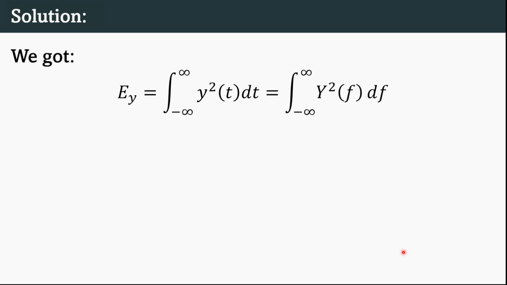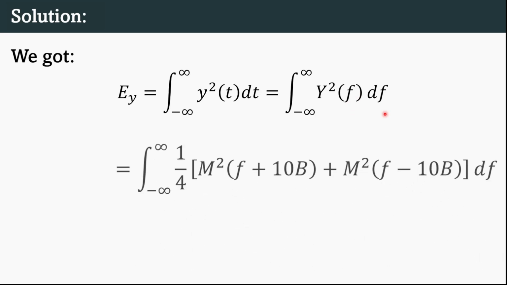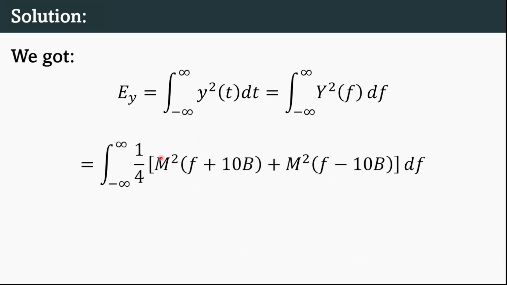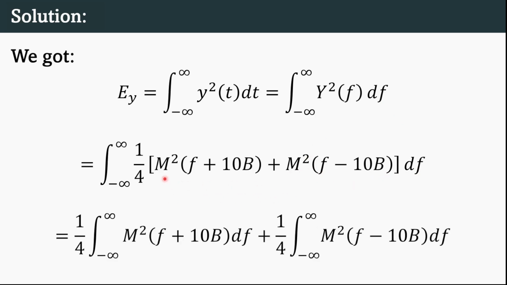Okay, now let us go back to the evaluation of the energy of the modulated signal. So this is what we have got, right? Now we just evaluated the y square of f term, so let us substitute that. We got y square of f to be 1 by 4 times m square of f plus 10b plus m square of f minus 10b. Now if you integrate, we get this. So now let us split the integral. You get 1 by 4 times the integral from minus infinity to infinity of m square of f plus 10b df, plus 1 by 4 times the integral from minus infinity to infinity of m square of f minus 10b df.